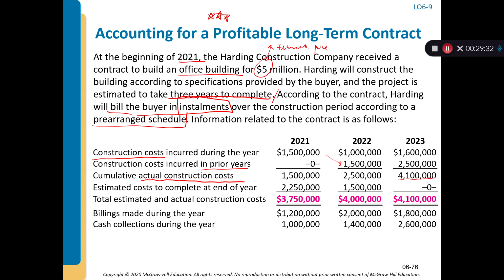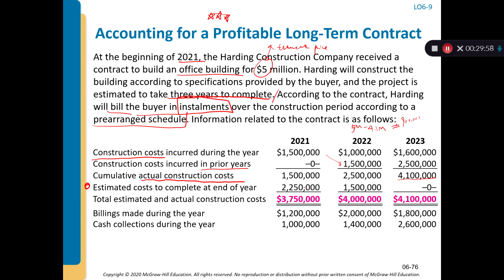At this point, we know that if Harding expected the transaction price of $5 million, their profit is $900,000, because 5 million minus 4.1 million equals $900,000. Okay, and this is interesting.